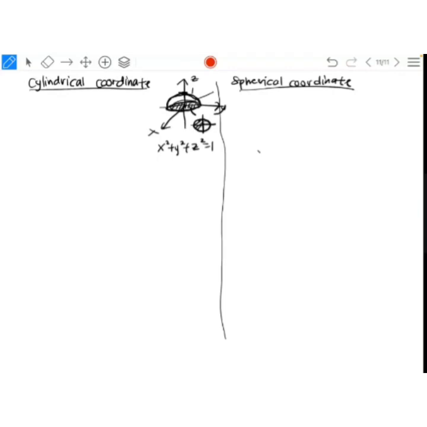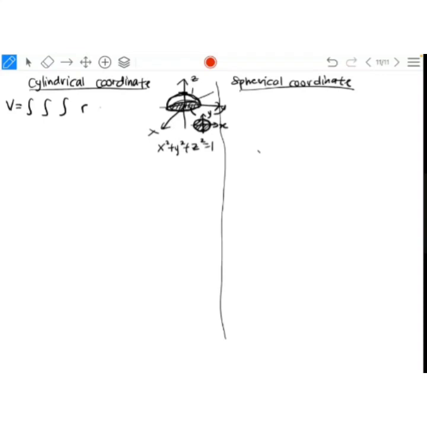Okay, so we can use cylindrical coordinates. Why? Because the 2D region is a circle. Remember, for cylindrical coordinates, we look only at the 2D region. So now the 2D region is a circle, we can use cylindrical coordinates. We also can use spherical coordinates because it is a sphere, part of a sphere, which is a hemisphere. So we can use both coordinates to solve for the volume of this one. Okay, let's say I use cylindrical coordinates first.